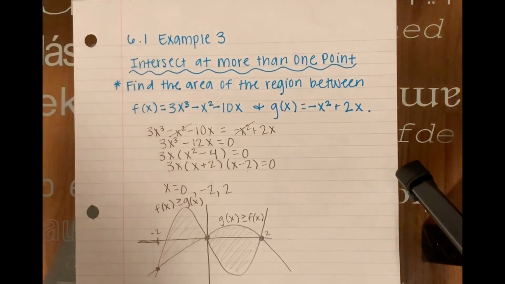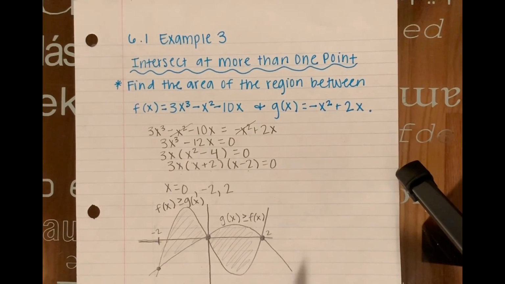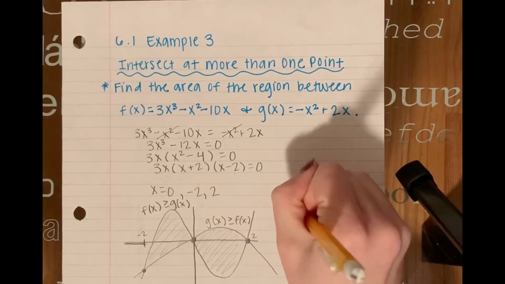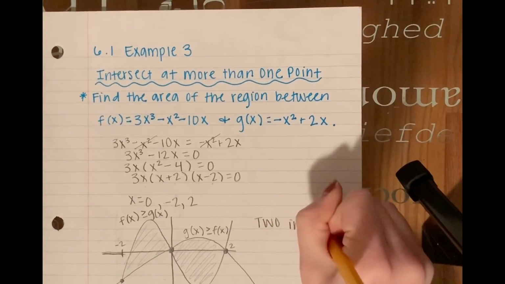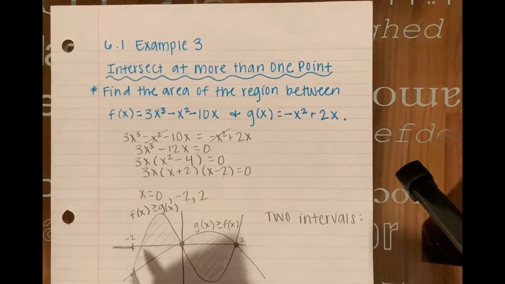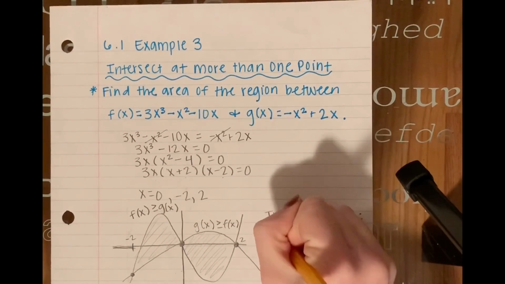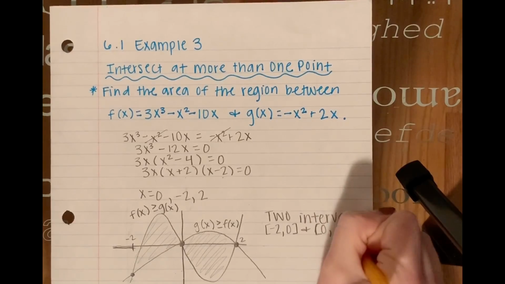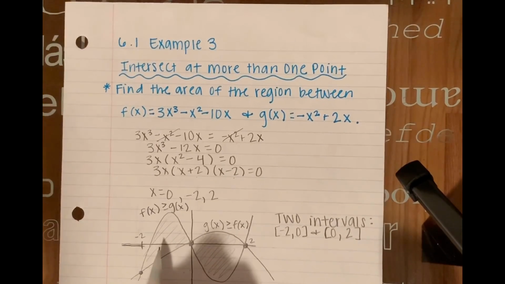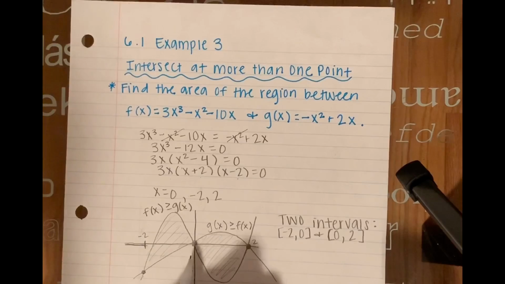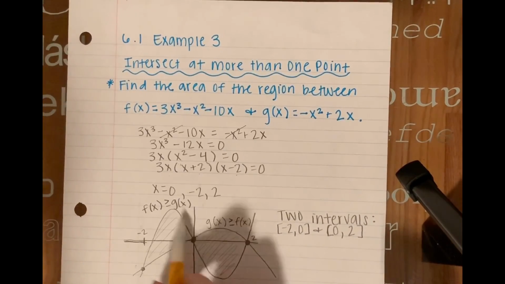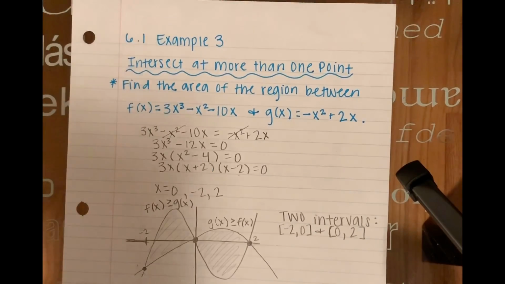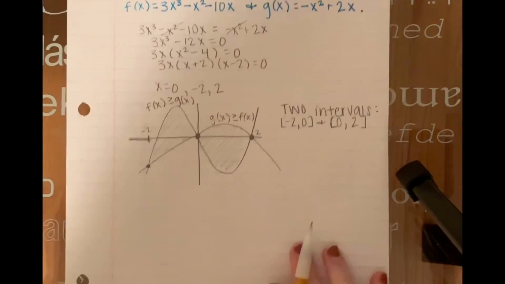What that means is we're going to have to do 2 different intervals on our integrals. Our first interval is going to be from negative 2 to 0. And our second one's going to be from 0 to 2. In the first one, you're going to have to do f of x minus g of x. You always do the one that's above the other. So f of x minus g of x. In the second one, we're going to have to do g of x minus f of x. That's what changes.